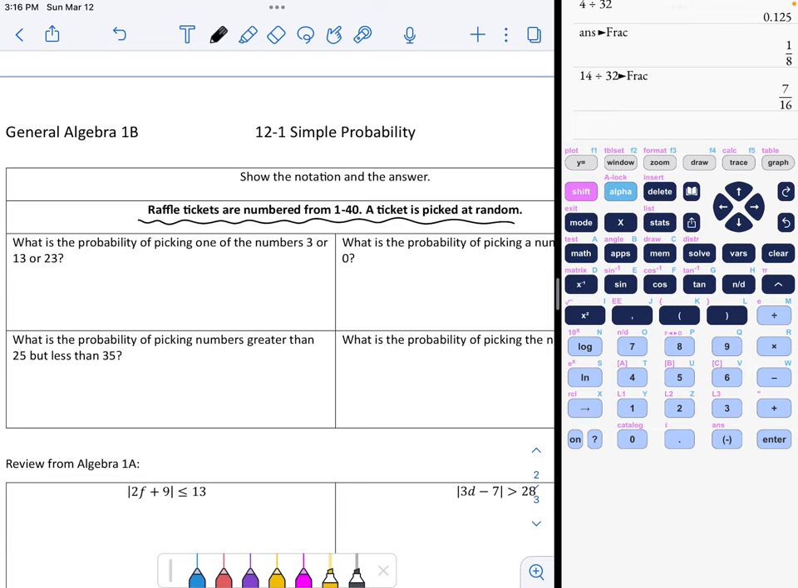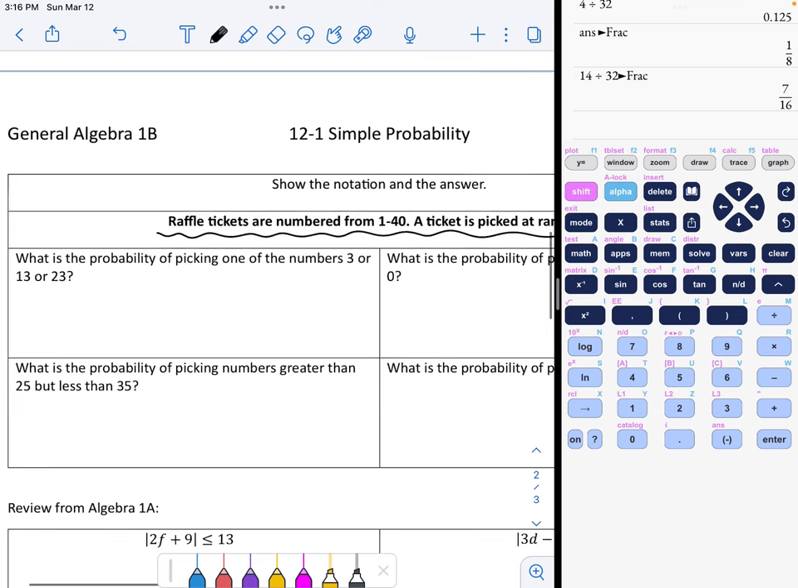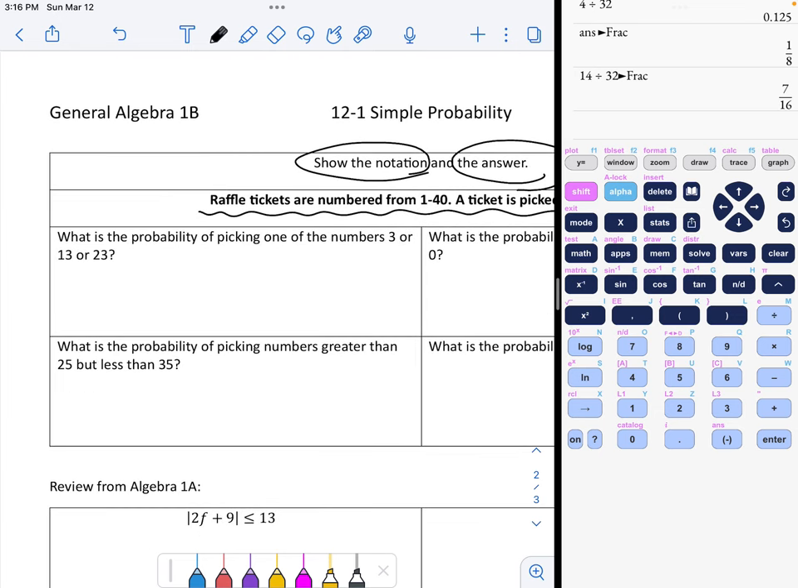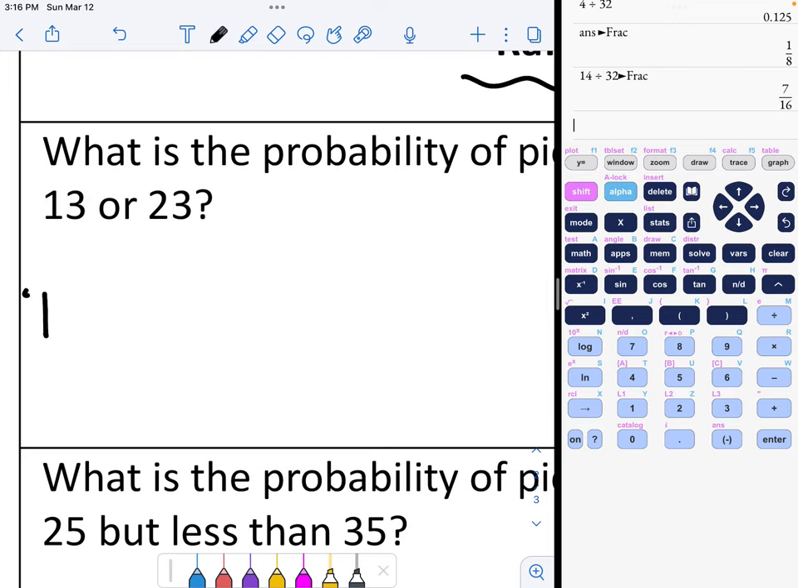Let's just see how we do. What is the probability of, and then we need the notation and the answer. Okay. What is the probability of picking one? So we have 1 through 40. What is the probability of picking one of the numbers 3, 13, or 23? So I'm looking for the probability of getting a 3 or a 13 or a 23.